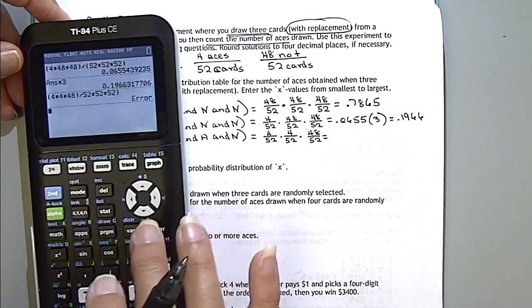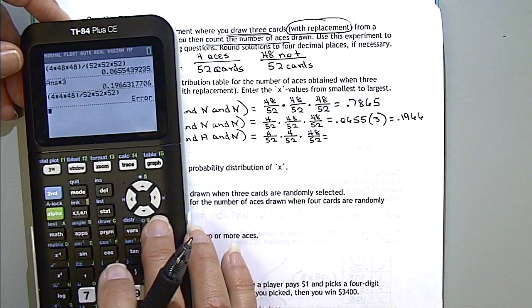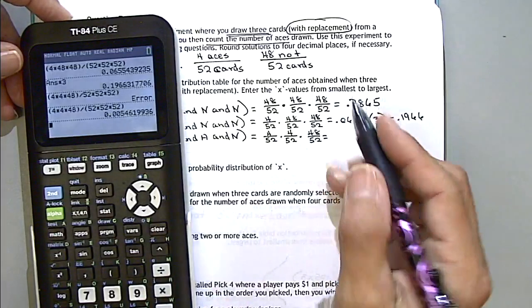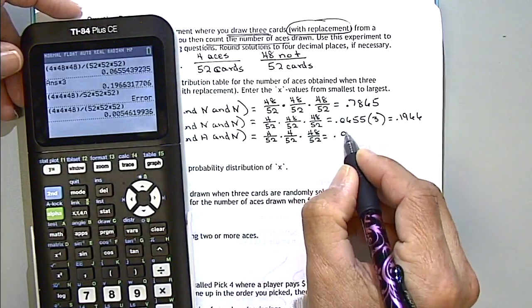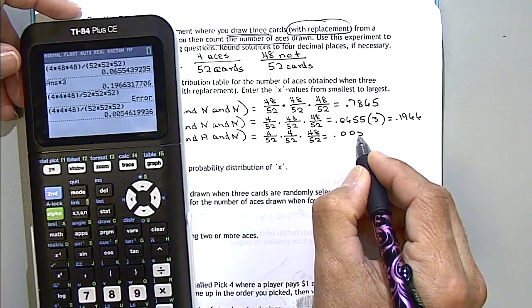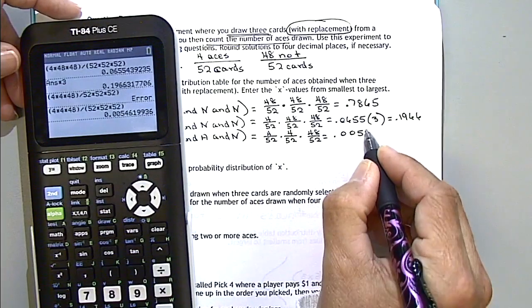And, of course, I did it wrong. Oh, give me a minute. 4 times 4 times 48 divided by parentheses 52 times 52 times 52. I think that must be right. Okay, so I come up with 0.0card, what is it? 0.05, and I'll call it that, okay?